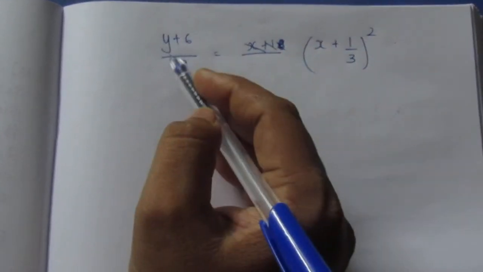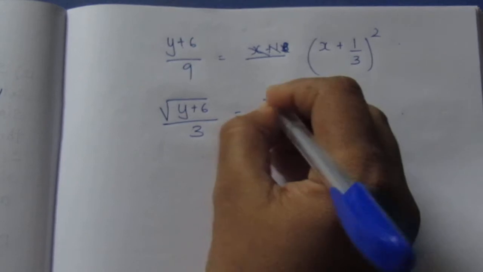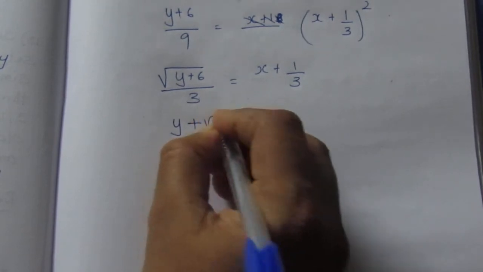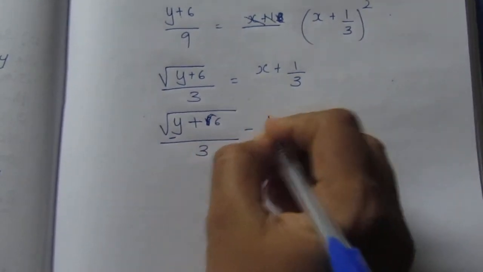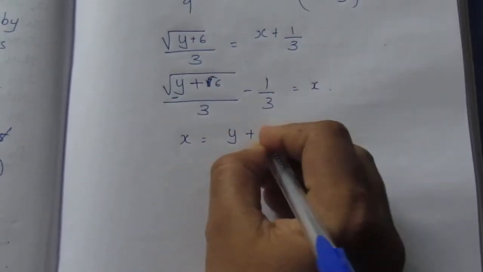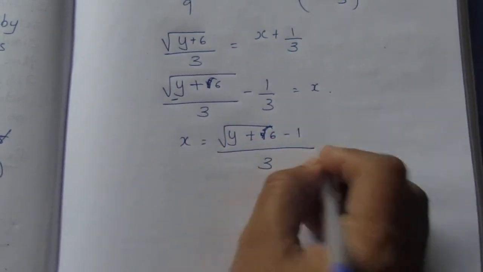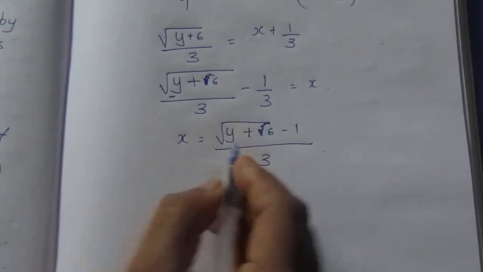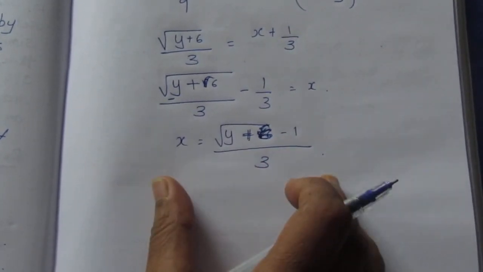Now bringing the square to this side, it comes as a root, so it becomes root y plus 6 by 3 is equal to x plus 1 by 3. Bringing 1 by 3 to this side, it becomes root y plus 6 by 3 minus 1 by 3 equals x. So x is equal to, as the denominator is the same, by 3. Now you can't bring the number inside the root, so I am writing it outside. So it is root y plus 6 minus 1 by 3. This is your x value.